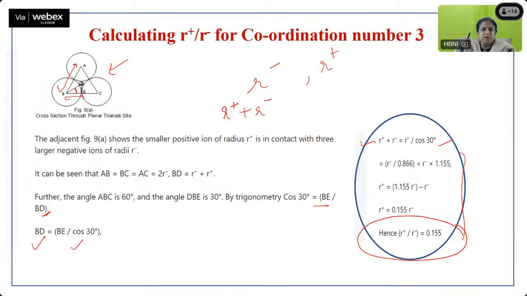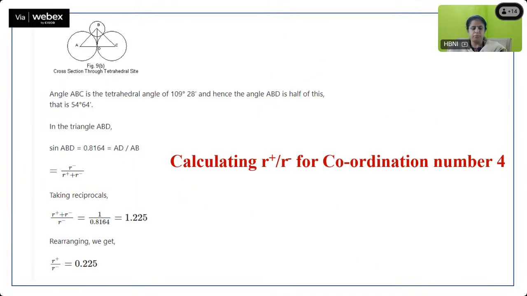For a triangular arrangement, draw an equilateral triangle, place the cation at the center, find the relation between R plus and R minus using a trigonometric formula, and you will arrive at this formula. So what it suggests is, this is the ideal situation, when your anions are touching each other and the cation.